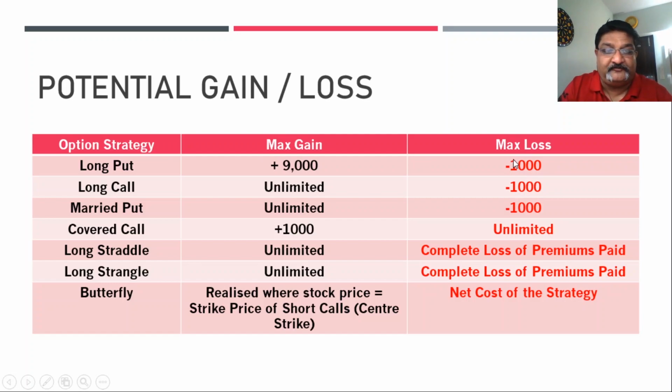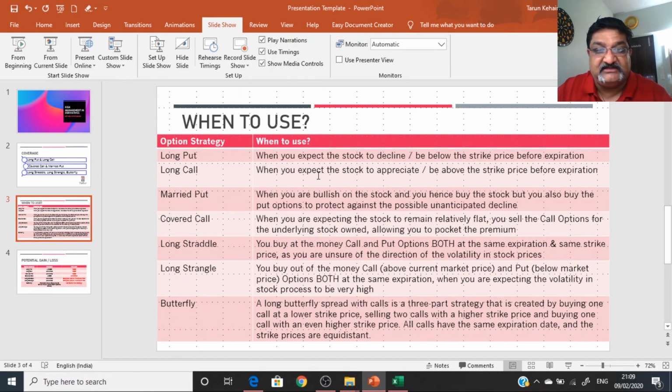Let us now move to the next strategy, which is the long call. Now, long call basically means you are going in for a call option. You are buying a call option. When would you buy a call option? When you are expecting the stock prices to appreciate or rise, or you are expecting the stock prices to be above the exercise price or the strike price before expiration so that you can take advantage of this particular opportunity.